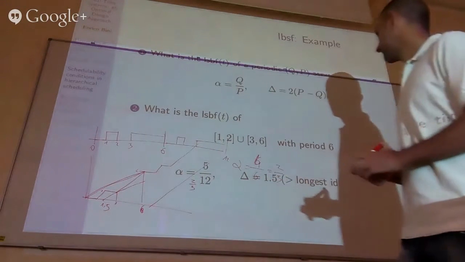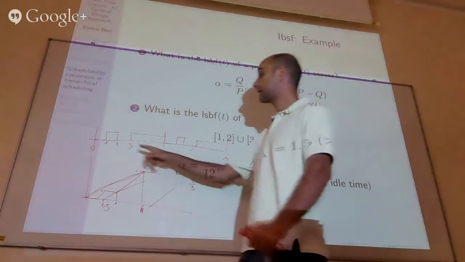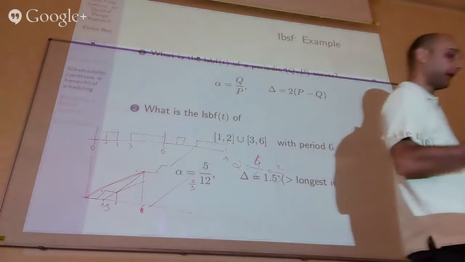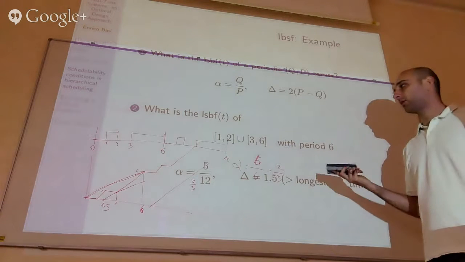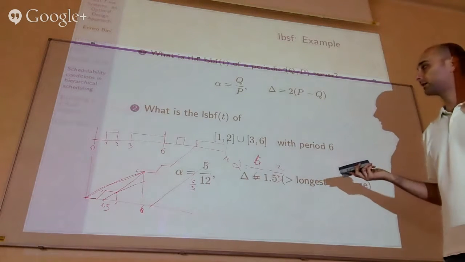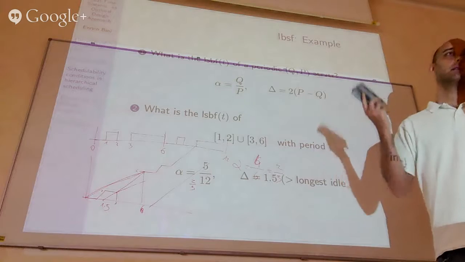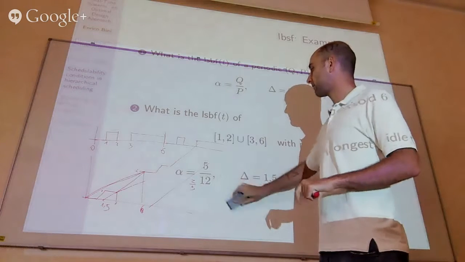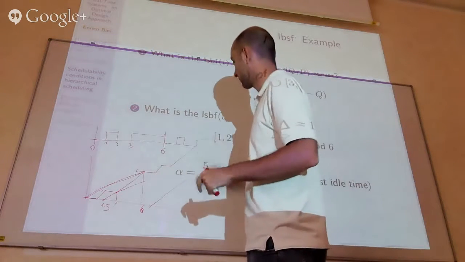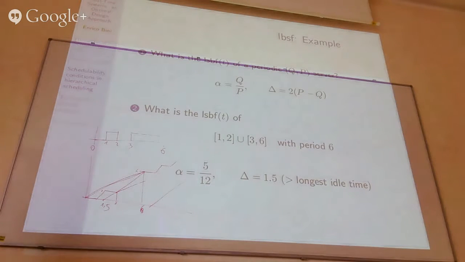1.5, which is larger than the longest idle time. The longest idle time was 1, while delta is 1.5. A quite common mistake I actually find in papers sometimes is that people tend to say that in this case the delta is 1. But you cannot lower bound the supply bound function with delta equal to 1, otherwise it's not a lower bound. Alpha is the bandwidth. Alpha is 2/3.